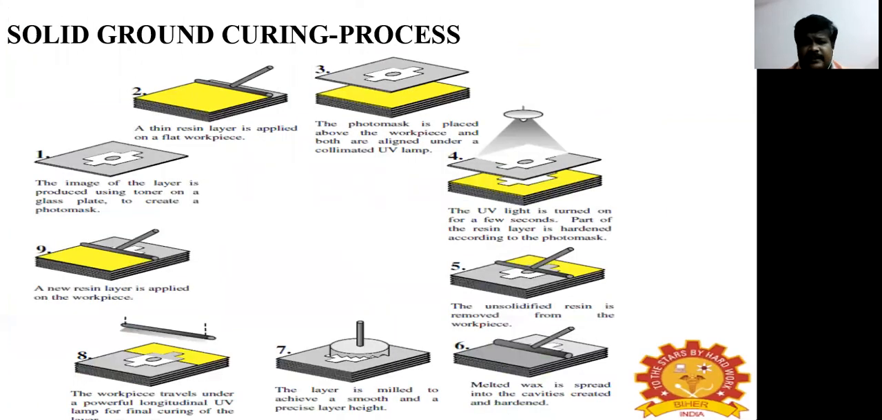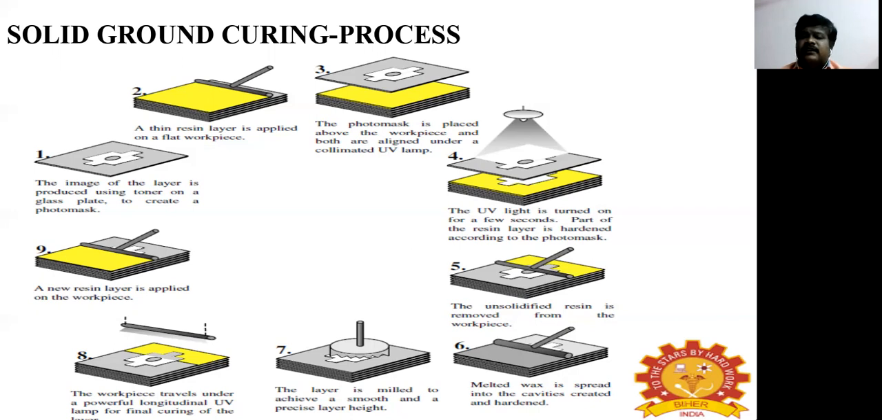In the solid ground curing process, first we produce the image of our layer using toner and a glass plate, for creating the photomask. Second, a thin layer of resin is applied on the flat workpiece. Third, the photomask is placed on the workpiece, and both are aligned under the collimated UV lamp. The UV light is turned on for a few seconds. That is the fourth step.